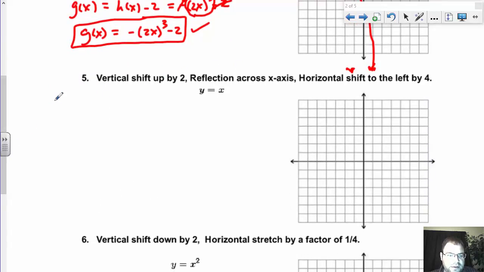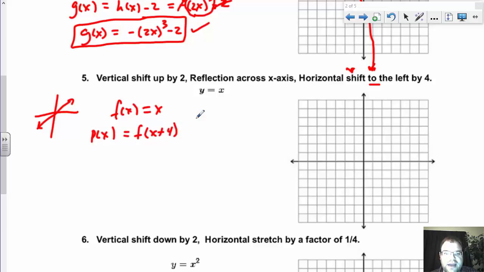This is another line, so we know the parent function again. We've already talked about this. It just goes right through the origin. Okay, and we're going to do some transformation. So f of x is equal to x. Go a little faster, so we're going to say p of x. First thing I'll apply is a horizontal shift to the left, so that's going to equal f of x plus 4. It's going to the left, so we add. Okay, and that's going to equal basically x plus 4.